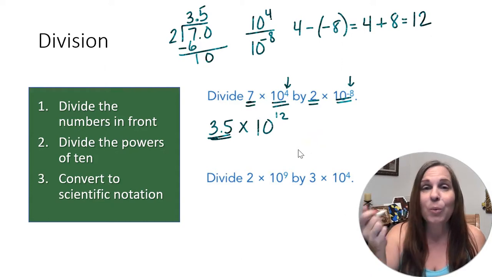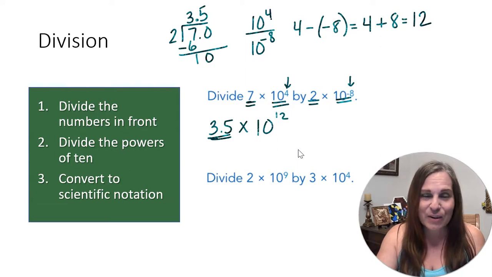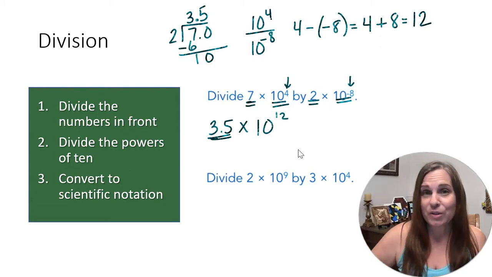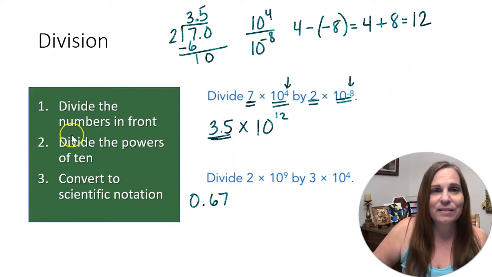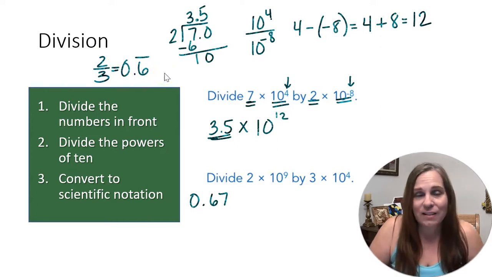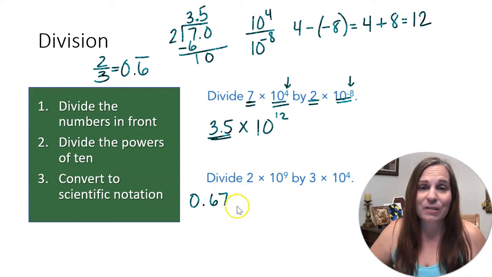Well, we know 1 divided by 3 is 0.333333 forever, right? So 2 divided by 3 would be double that. It's 0.66666666666 forever. So I'm going to round it to the hundredths place just to make our writing a little easier. And I'm going to put 0.67. And again, I'll write it over here: 2 divided by 3 is 0.6 repeating. So I just rounded, and I'm going to write it as 0.67.